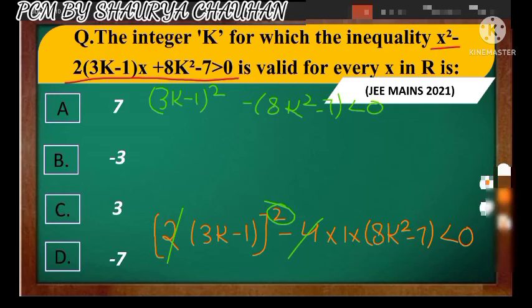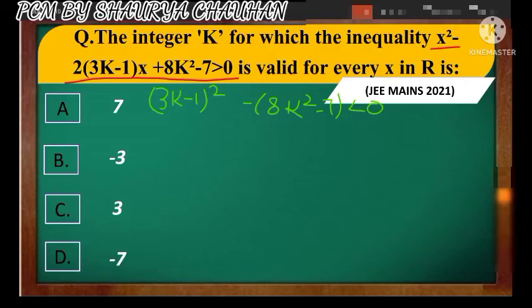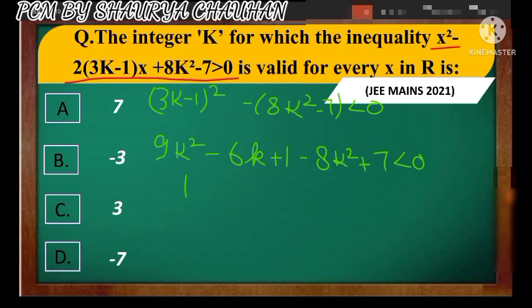So now let's simplify it. It will become 9k square minus 6k plus 1 minus 8k square plus 7 less than 0. Let's simplify it more. After simplifying, it will become k square minus 6k plus 8 is less than 0.